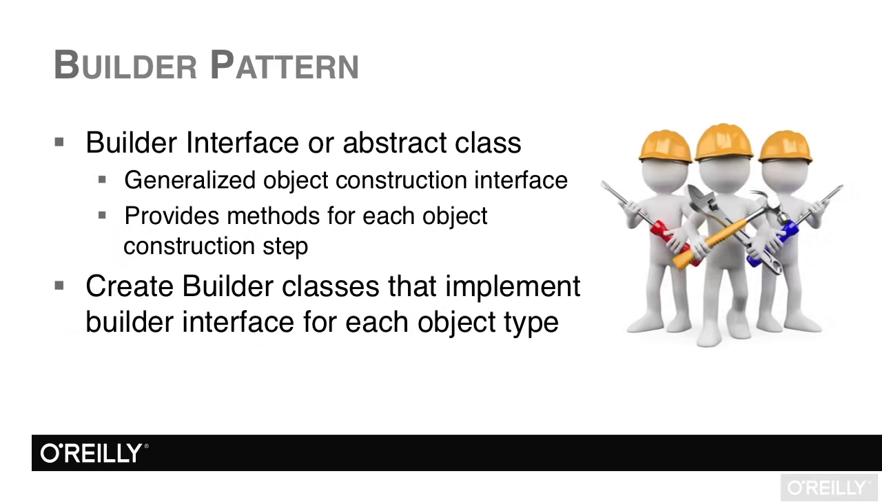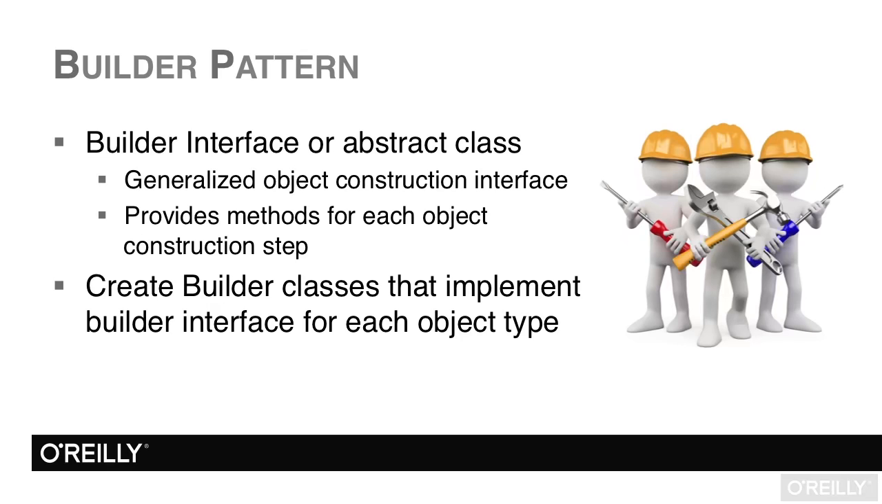It'll create a builder interface or an abstract class, and that will be a generalized object construction interface. In that interface, we'll provide methods for each object's construction step. So if we're working with a database, it'll provide methods to create the connection string, then the connection object, and then the command object, and whatever else we need further from there to create our database object.